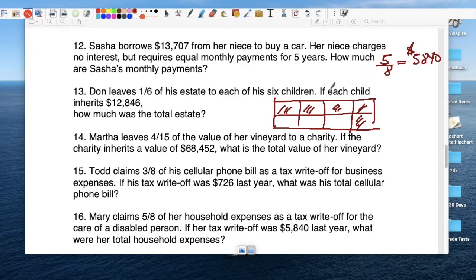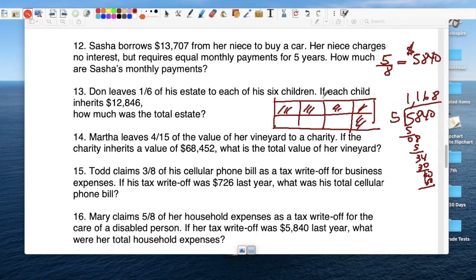So I can find out what 1/8 is by dividing 5,840 by 5, because I know 5/8 is 5,840 divided by 5. I'm going to get 1,168. 5 into 5 is 1, subtract, 3, 4 down, 6, 30, 4 down, and 0. So 8 would be the last number. So each 8th here is worth 1,168.